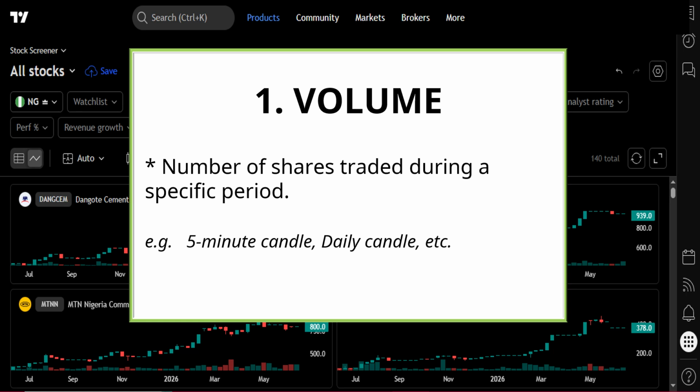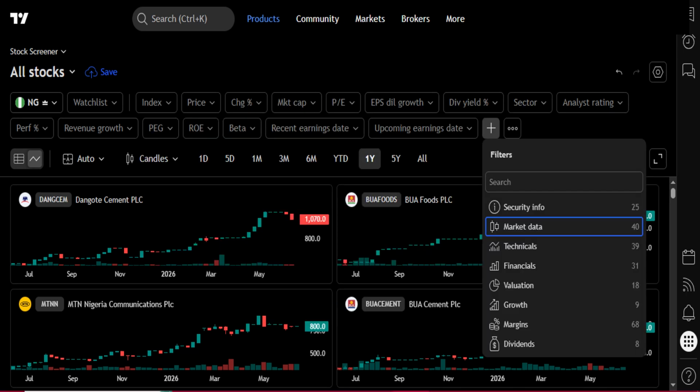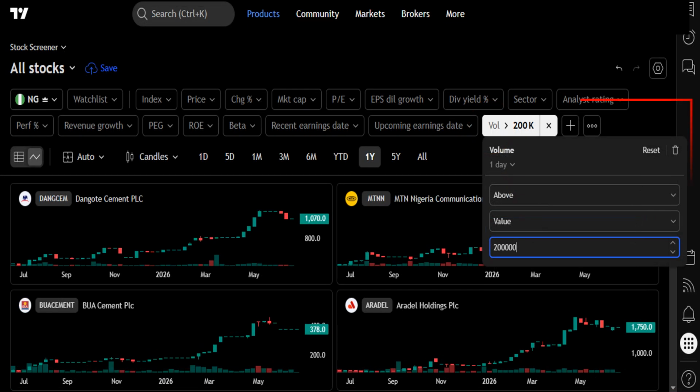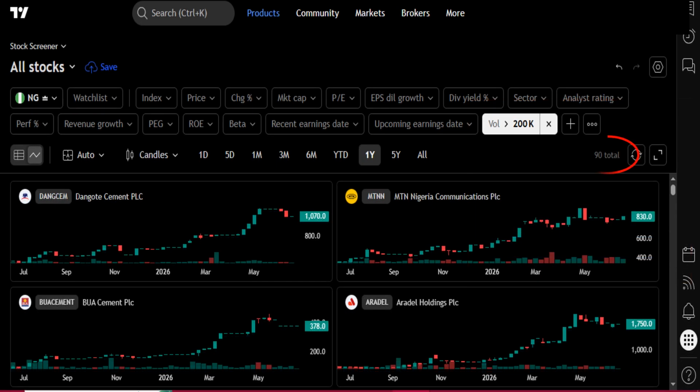A trader should check volume before risking money, because no matter how beautiful a chart looks, if nobody is trading it, getting in and out can become a problem. So select volume from market data options, set it to above 200,000 to 500,000, or maybe 100,000 to 500,000 shares. You don't want it too low, and you don't necessarily need it extremely high either. Adjust based on your preference. You'll see the total number of stocks listed on the screener reducing as you apply your filters.